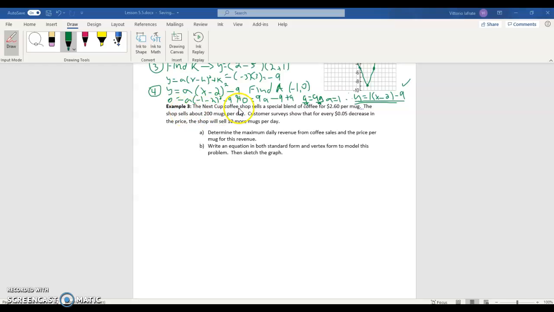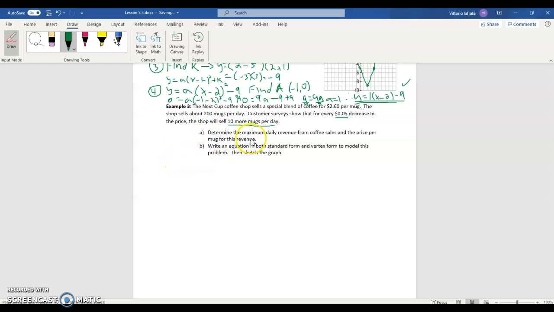The next cup of coffee sells a special blend of coffee for $2.60 per mug. The shop sells about 200 mugs per day. Customer surveys show that for every $0.05 decrease in the price, the shop will sell 10 cups more per day. So every time you decrease the price by 5 cents, the surveys predict that you'll sell 10 more mugs per day just because it's a more attractive price. 10 more people will be interested in buying those mugs, or someone might buy more than one of the mugs.